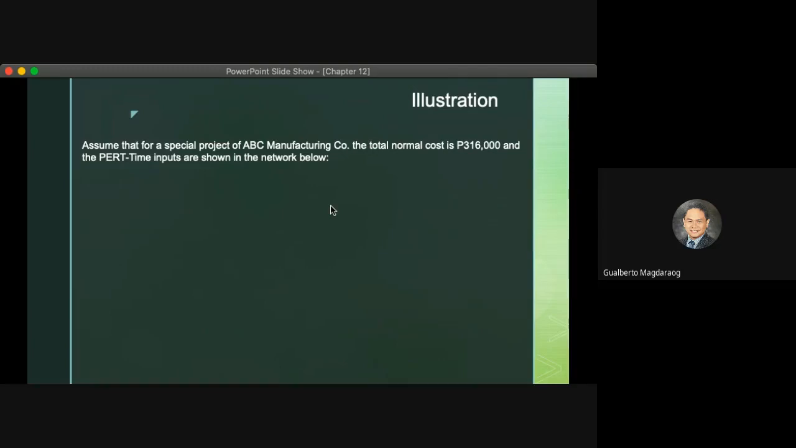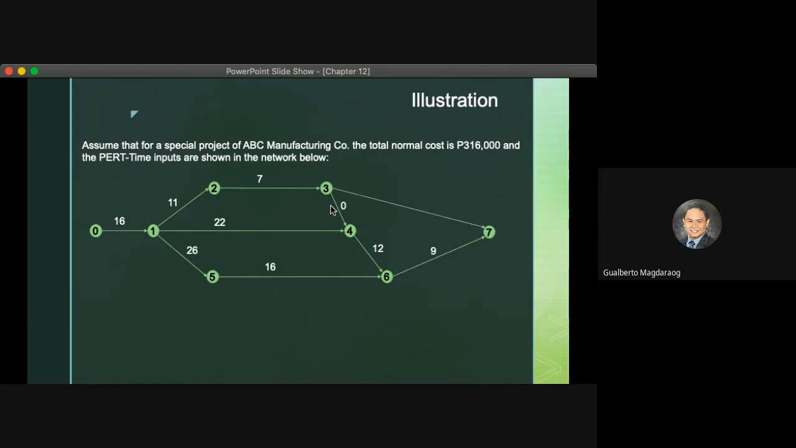Assuming a special project of ABC Manufacturing Company with a total normal cost of 316,000. The PERT time inputs are shown in this network. So we have here 7 events, with their corresponding time period for each event.